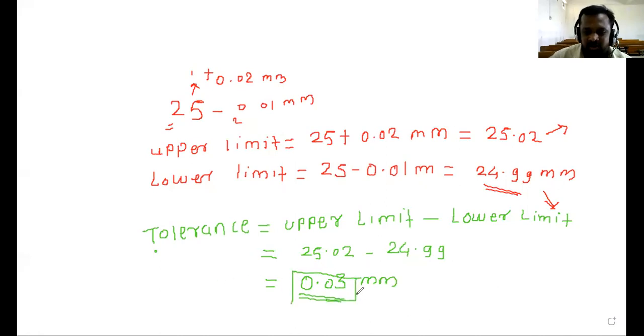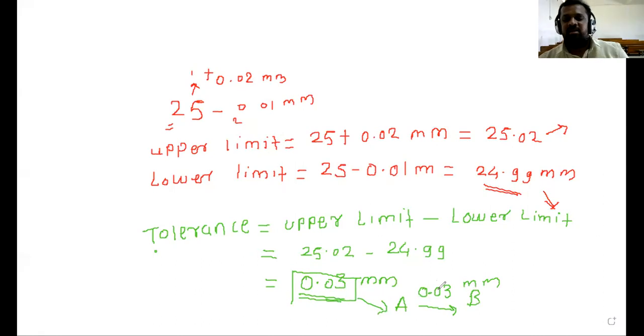Suppose person A has given an order to person B and tells him, I will allow only 0.03 mm variation during production. एवढं variation मी चालू शकतो. इथे 0.03 चं variation जर तुझ्या मॅन्युफॅक्चरिंग प्रोसेस मध्ये आलं, तर I will accept, no problem. If your variation exceeds, suppose it becomes 0.05, then it will be rejected. Tolerance means the permissible variation in the production.